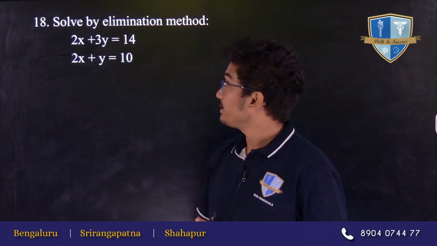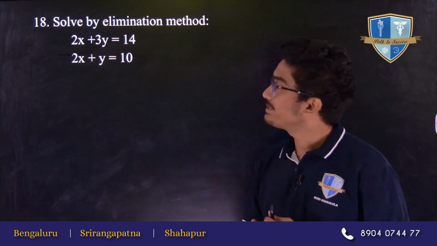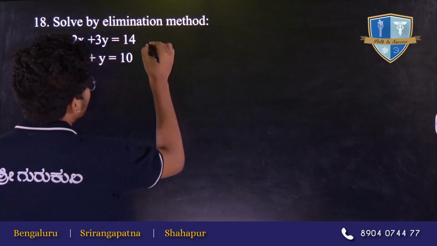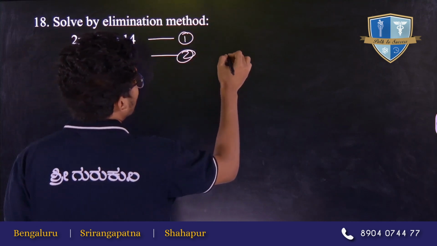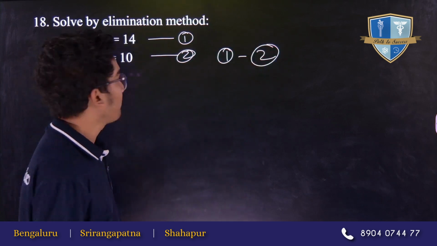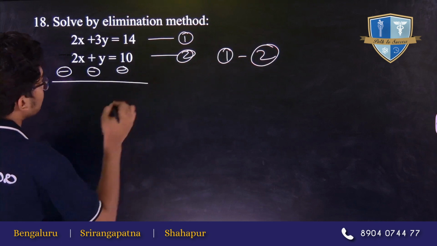Our next question is: solve the equations 2x + 3y = 14 and 2x + y = 10 by the elimination method. So we have two equations. This is our first equation and this is our second equation. What we will do is 1 minus 2. We will subtract equation 2 from equation 1. So minus sign, minus sign, minus sign.